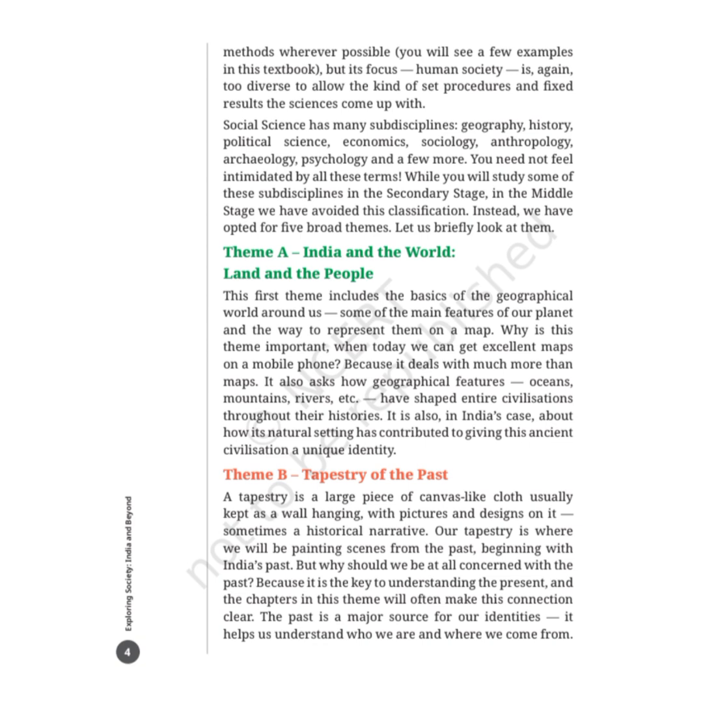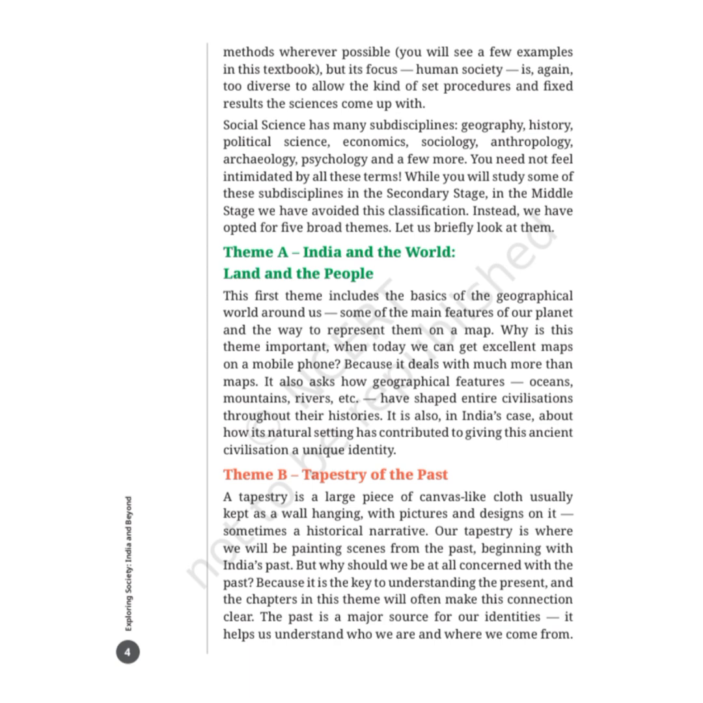But its focus, human societies, is again too diverse to allow the kind of set procedures and fixed results the sciences come up with. Social science has many subdisciplines: geography, history, political science, economics, sociology, anthropology, archaeology, psychology, and a few more. You need not feel intimidated by all these terms. While you will study some of these subdisciplines in the secondary stage, in the middle stage we have avoided this classification. Instead, we have opted for 5 broad themes. Let us briefly look at them.